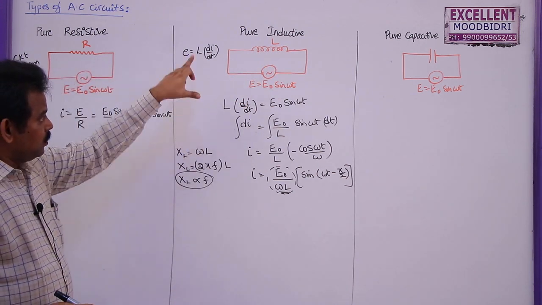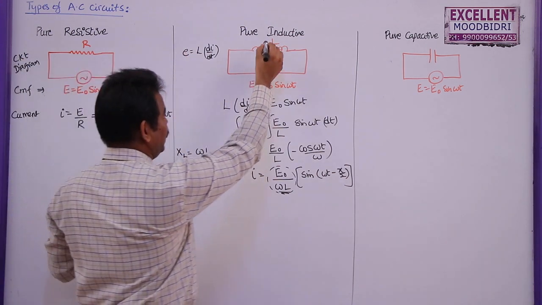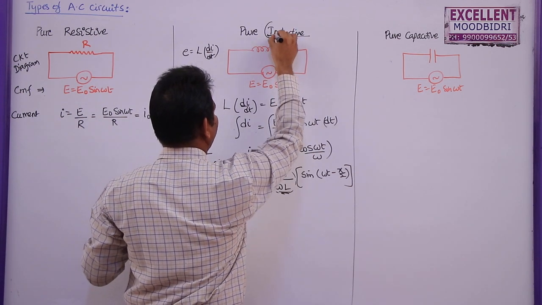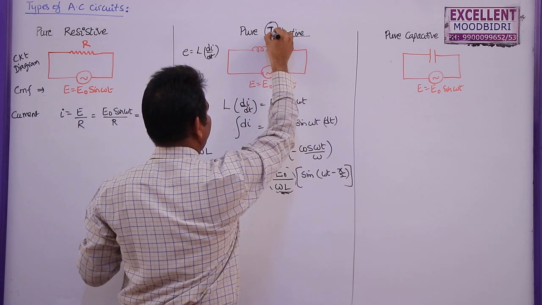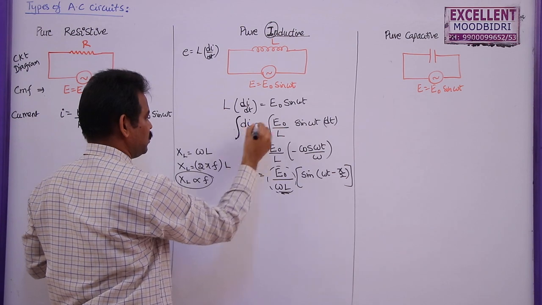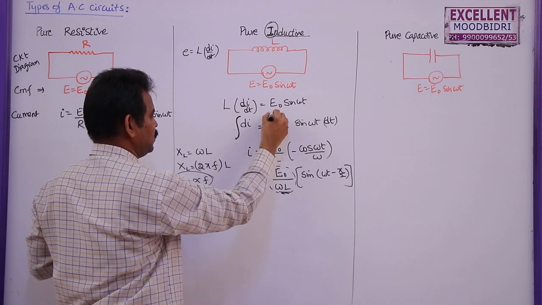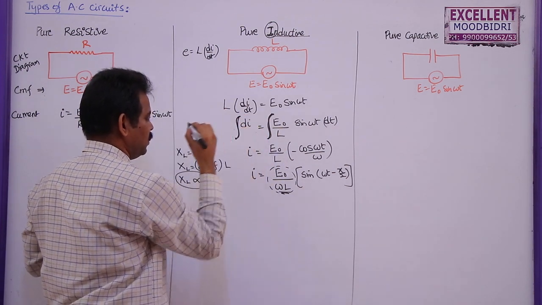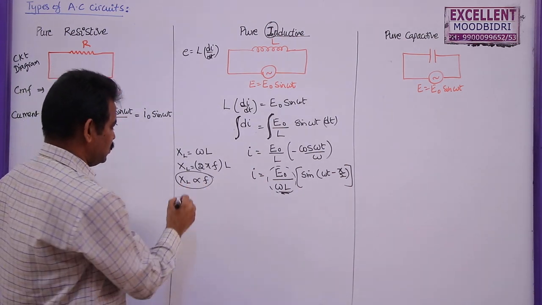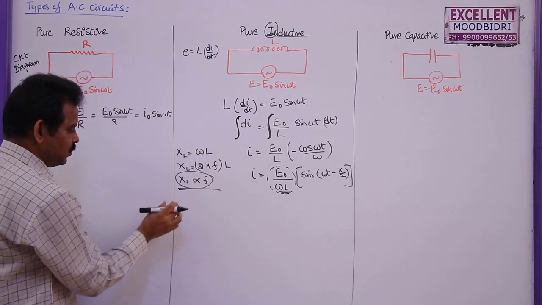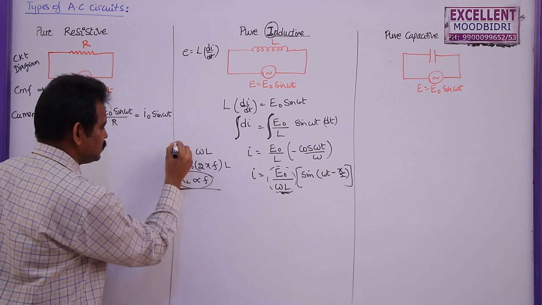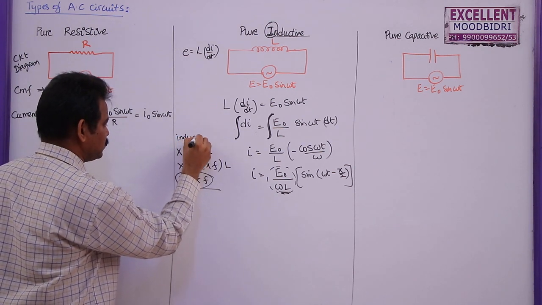So it is easy to remember that in an inductor circuit, you need to integrate. This is how you can remember this easily, even for PUC. So this is the current, and this is the relation with inductive reactance. This is called inductive reactance.